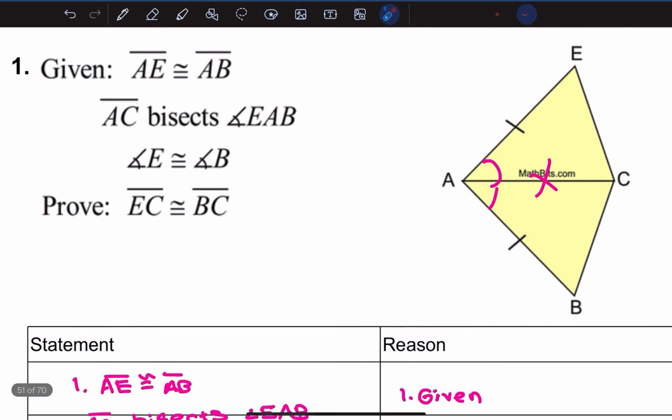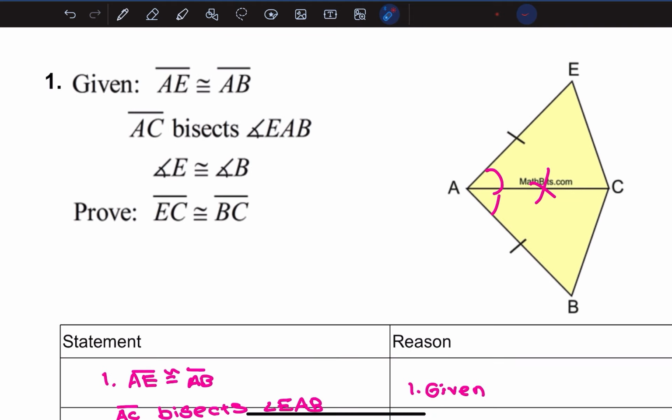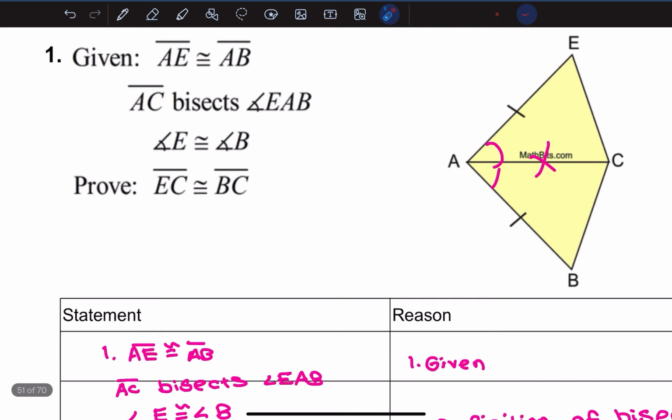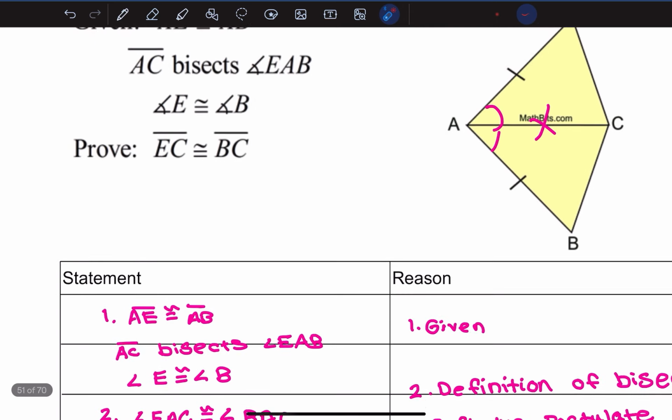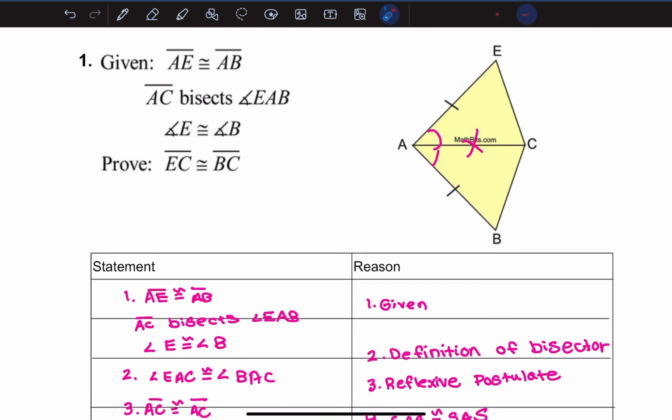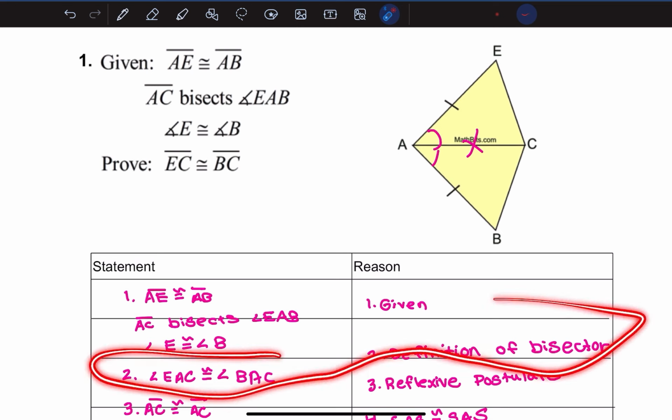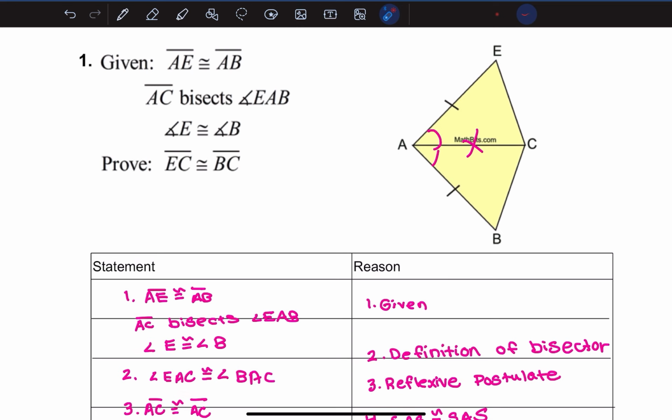So how we do that is first we start by proving the triangles are congruent. Write out the given information like we know. Number 2, my lines got a little wonky, so sorry about that. Since we know that there is a bisector, using the definition of a bisector, we can say that angle EAC is congruent to angle BAC.